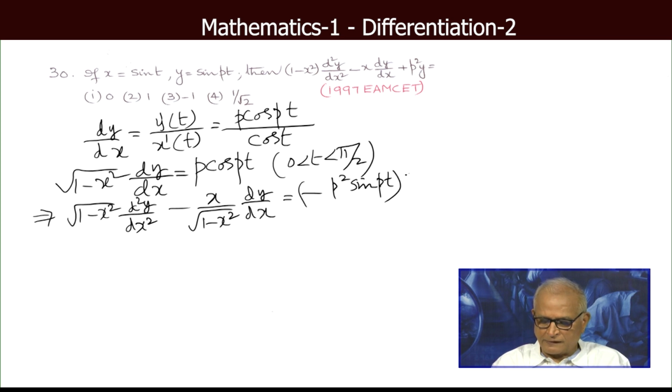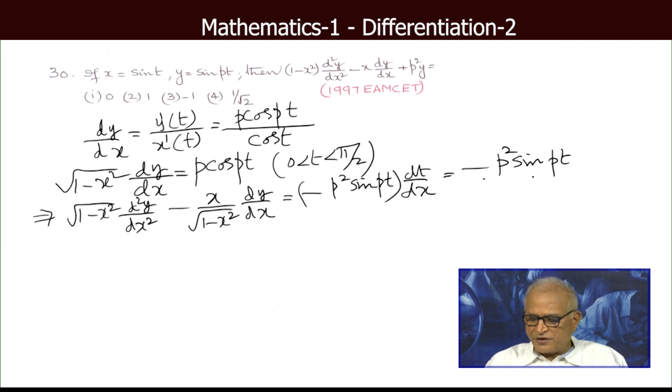dt dx is 1 by x dash t. x dash t is cos t. So minus p square sin pt by x dash t, that is cos t, which is root of 1 minus x square.